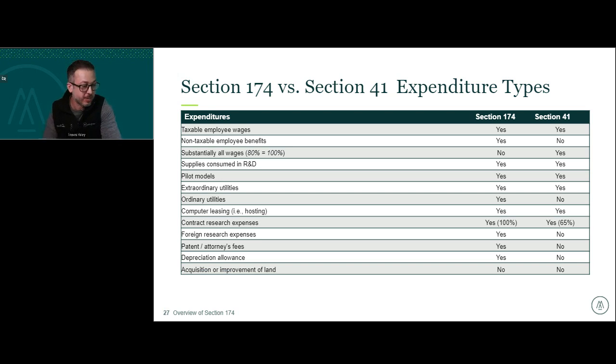All right, handing it over to Emily for our next polling question. All right, thank you. Our third polling question, true or false? Section 174 requires the taxpayer to conduct a process of experimentation. Your options are A, true, or B, false. We'll give everyone a moment to think about that.